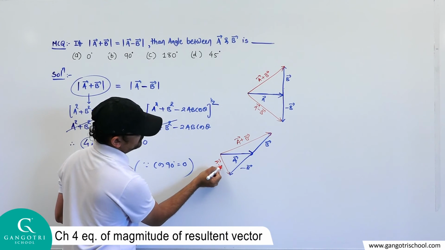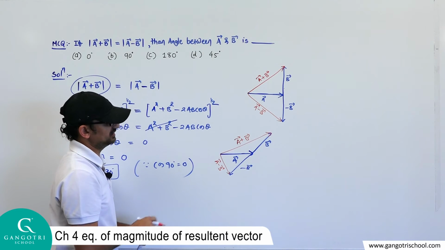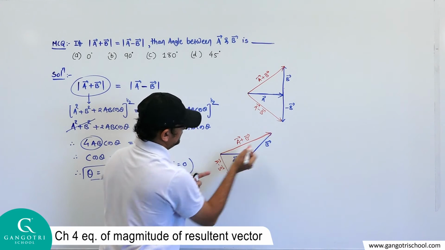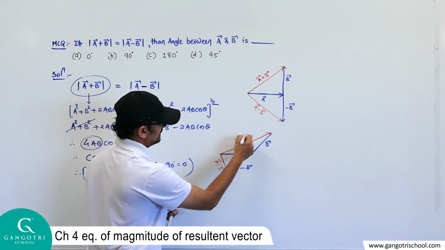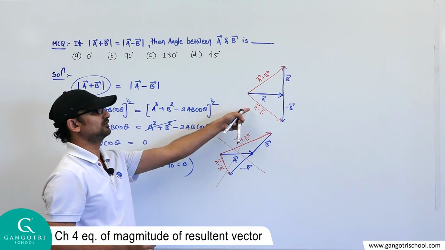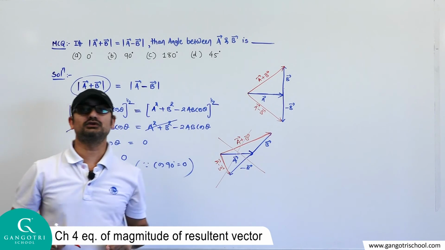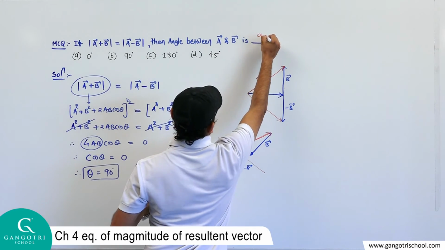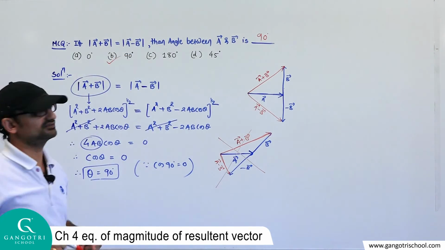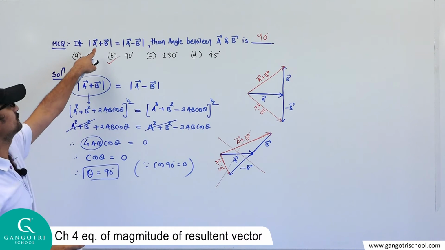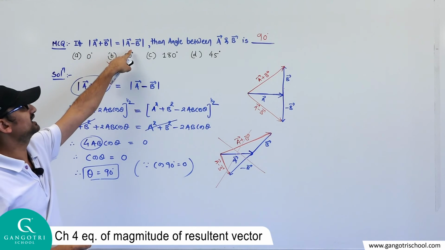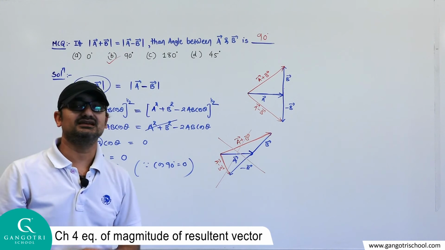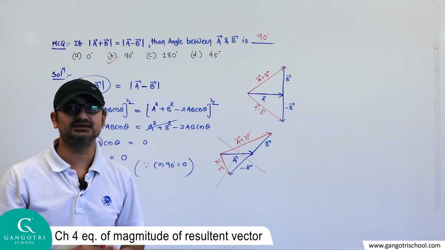Now look at this diagram, you will easily understand. Look at the length of addition. The magnitude of A plus B and the magnitude of A minus B are not the same. They are the same only if the two vectors are perpendicular to each other, otherwise not. So the answer of this MCQ is 90 degrees. Option B is the correct answer. If the magnitude of addition of two vectors and the magnitude of subtraction of two vectors are the same, it is only when the angle between the two vectors is 90 degrees.